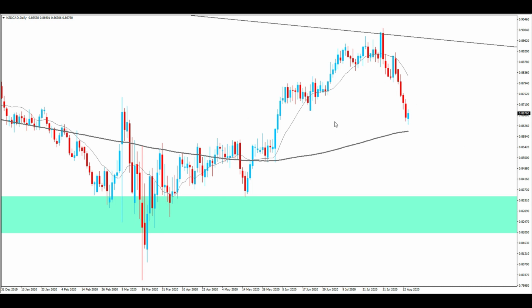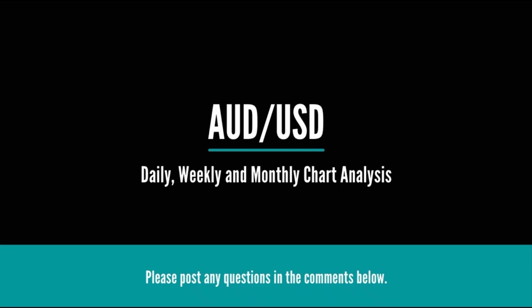But for direction for NZD CAD, we're expecting this to continue to move to the downside and potentially go and test these areas down there. Okay, so next up we have AUD USD.